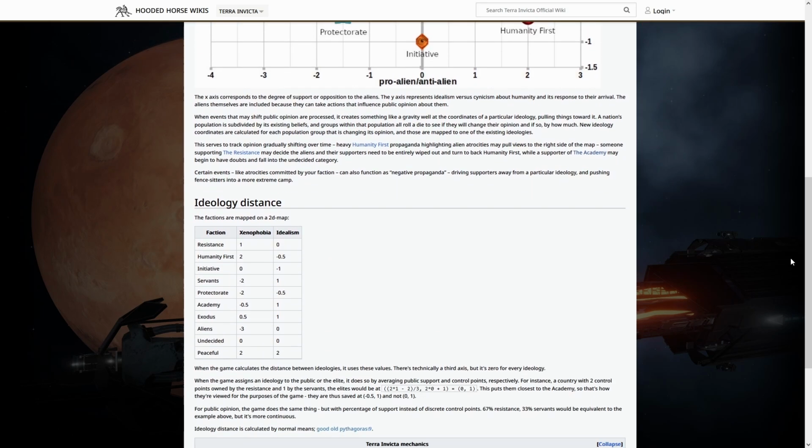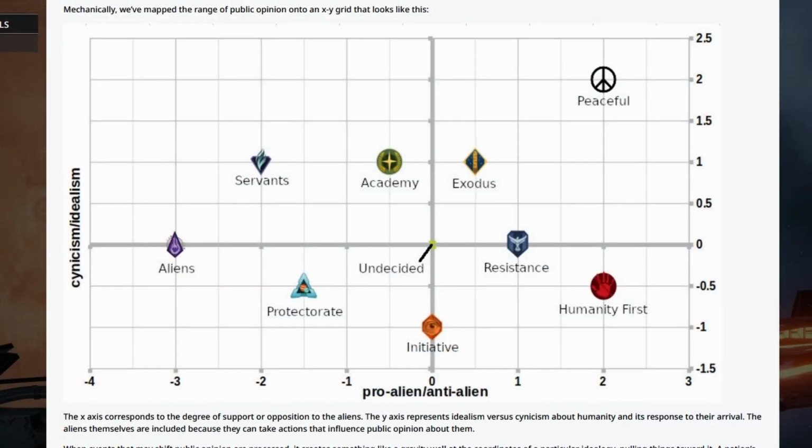When we have a look at the ideologies of different factions, we see that ideologies are defined by how strongly 2 different values are pronounced. The first represents how strongly a faction is pro or anti-alien aligned, and is plotted on the horizontal axis. The second represents the faction's idealism or cynicism, and is plotted on the vertical axis. For example, the ideology of the Resistance is expressed by the values x equals 1 and y equals 0. And for the Academy by x equals minus 0.5 and y equals 1.